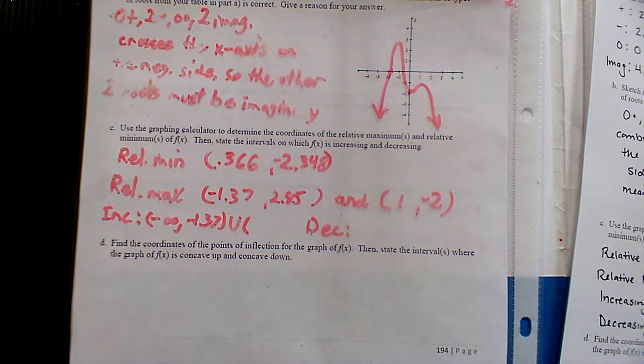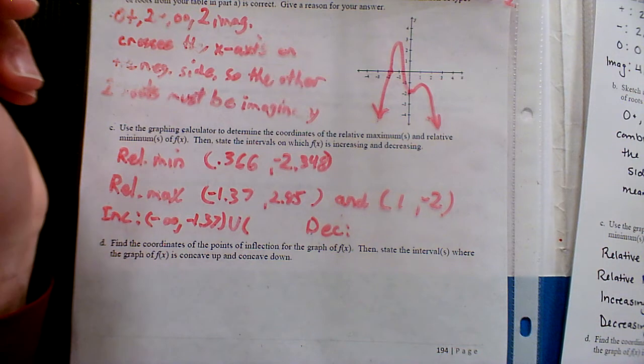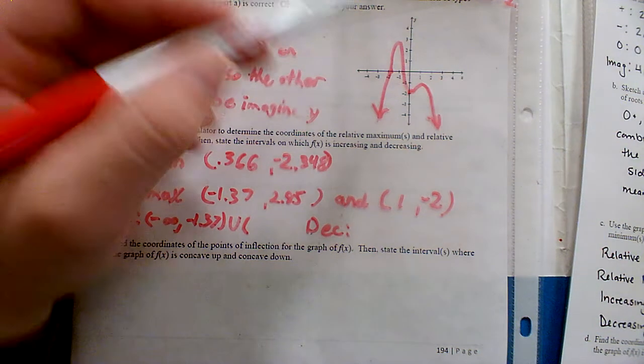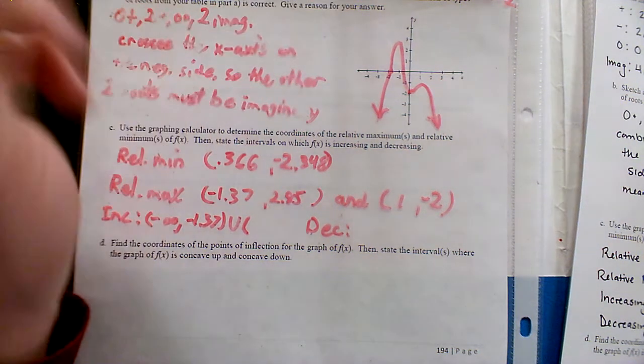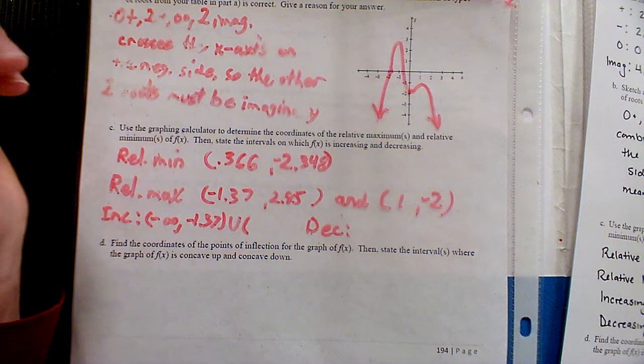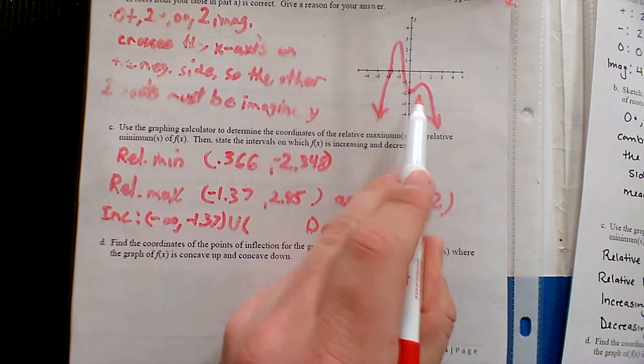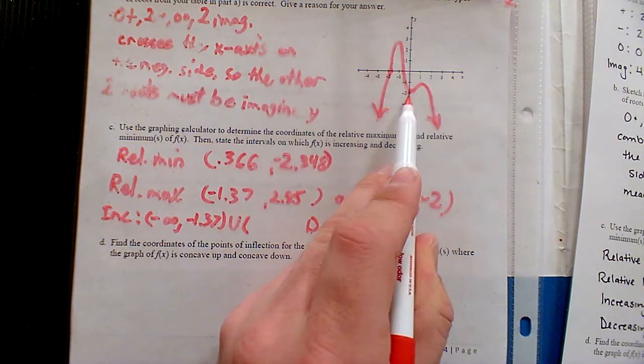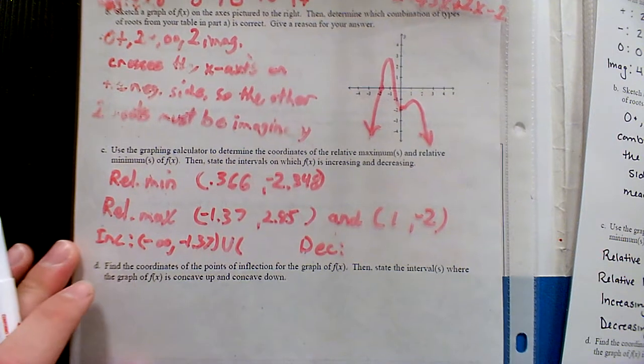And where does that begin? Where are we increasing the next time? What are the x values for increasing? It'd be this little section right here. Would it be 0 to 1?